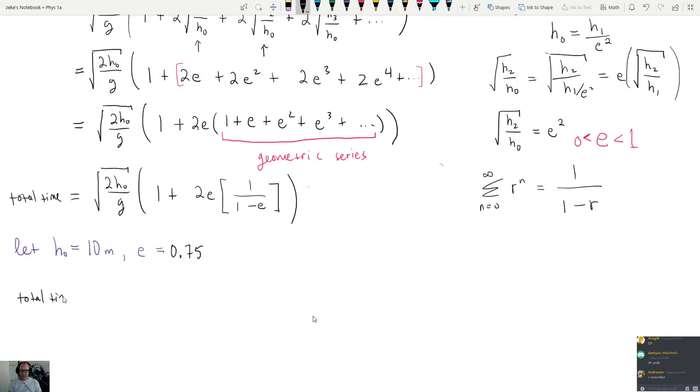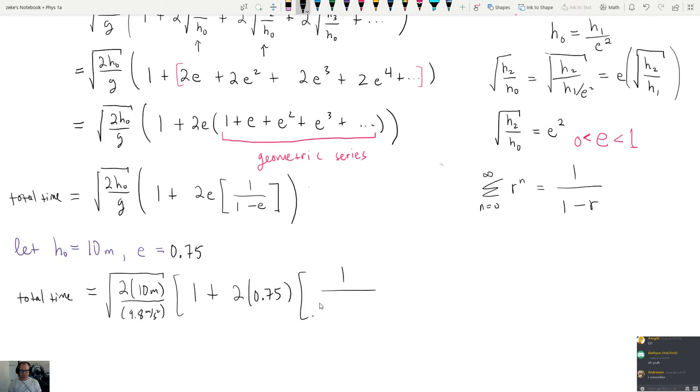So then the total time to stop bouncing would be square root of 2 multiplied by 10 meters, initial height that we start from, divided by g, that's 9.8. And then we need to multiply by 1 plus 2 times e, so e is 0.75, multiplied by 1 over 1 minus 0.75. And that should give us an answer, and we can see how long it would take to stop bouncing. Do you have any predictions? How long it would take?